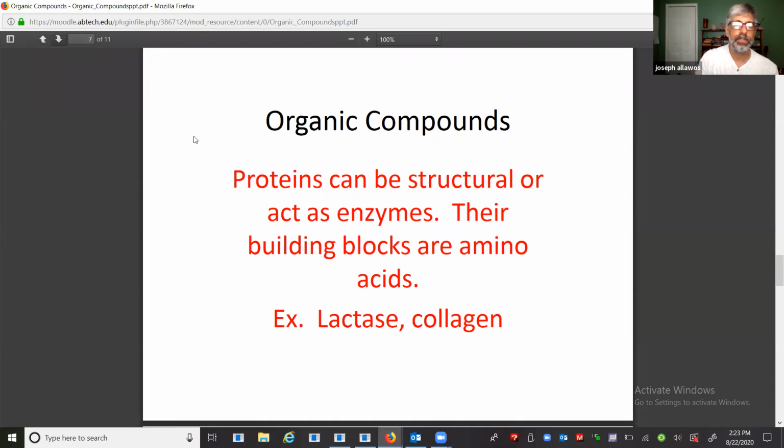Next, we get to proteins. Proteins can be structural or act as enzymes, and the monomer, or the building block of a protein, is called an amino acid. Some examples of proteins include lactase, which we already talked about. It's the milk sugar enzyme, the one that cuts the disaccharide lactose in half. And collagen is a good example of a structural protein. Collagen is found in the connective tissue that sticks your skin to your underlying muscle. Okay.